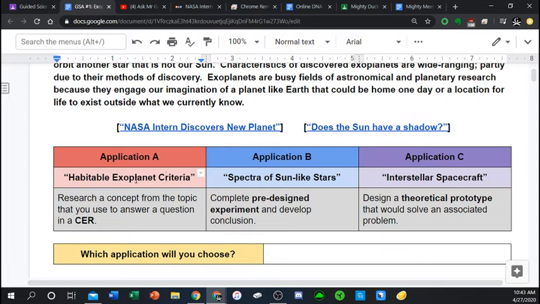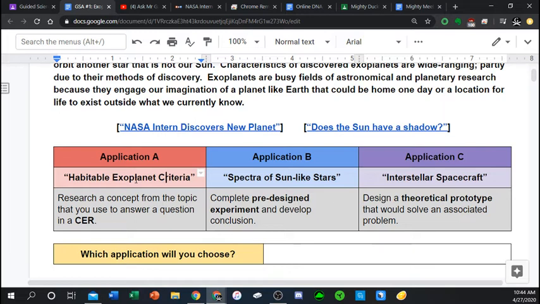All right? Application B. Application B is hands-on. So this whole assignment was me trying to think of a way to get you guys to do something hands-on at home. This is my workaround because I can't guarantee everybody has the same materials. So my goal was originally to have you do something like application B, but if you don't have the materials, then you have to do either A or C.